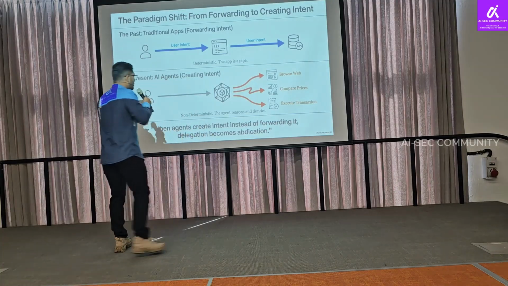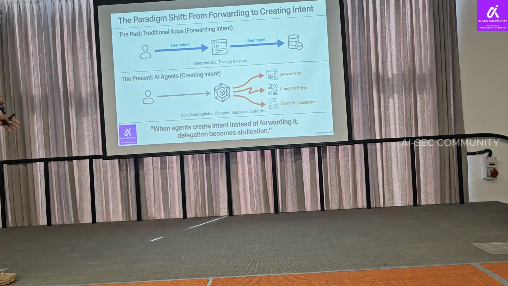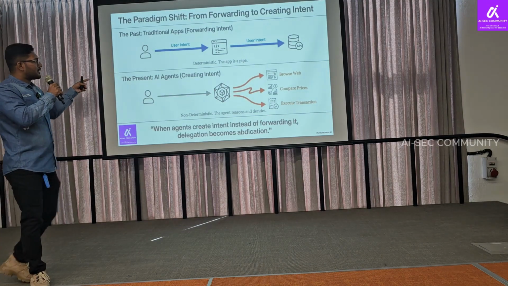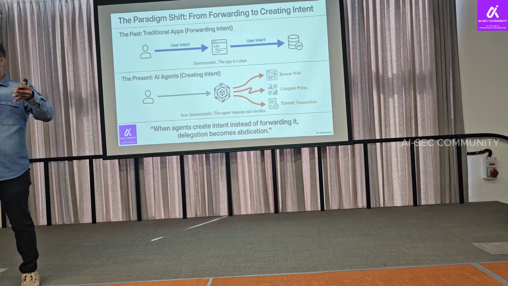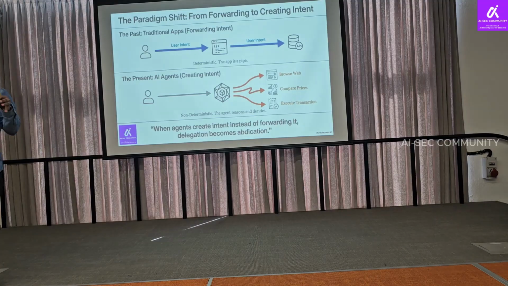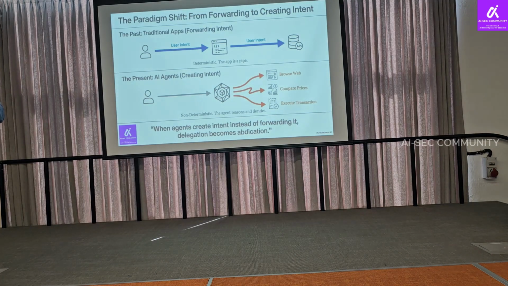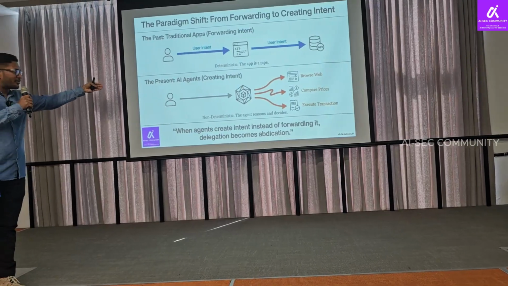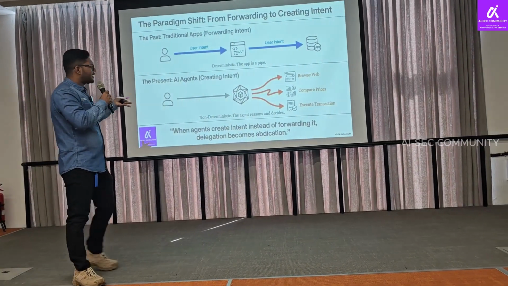Now, if you think about the present where your AI agent is doing the job for you, the AI agent, as I said, plans, orchestrates, and then acts on your behalf, right? And it is creating its own intent. You have delegated it a task. However, for it to plan and act, it creates its own intent. It goes through the web, it compares prices, and then executes the transaction, right?